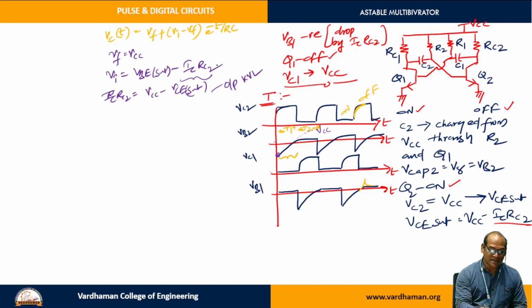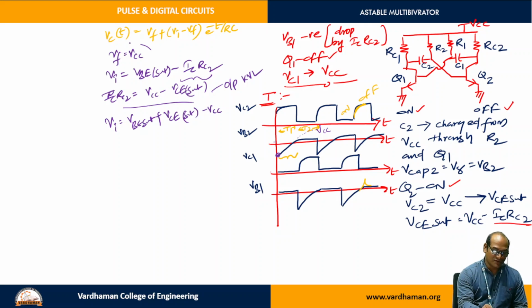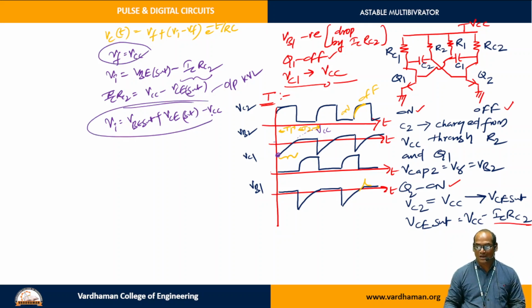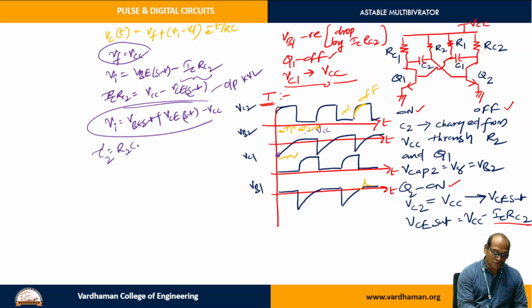Then you replace this ICRC in the above equation with this equation. Then VI will become VB sat plus VC sat minus VCC. Okay, so V final is ready, V initial is also ready. If you are talking with respect to C2 capacitor, so time constant tau 2 is equal to R2 C2. Okay, so now I am using the capacitor voltage equation.